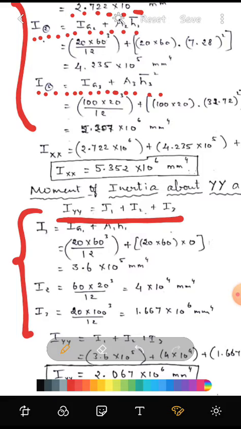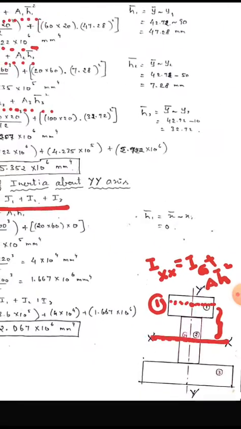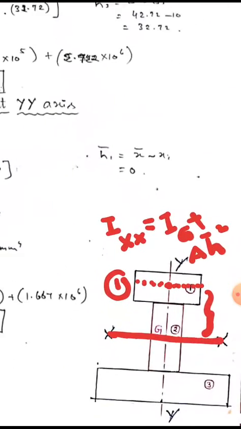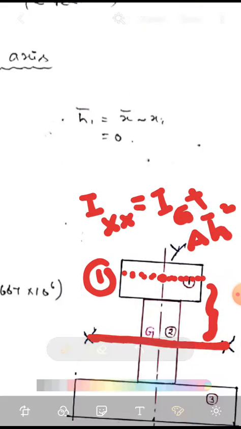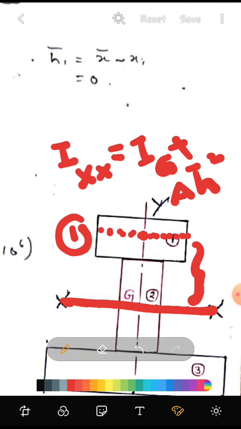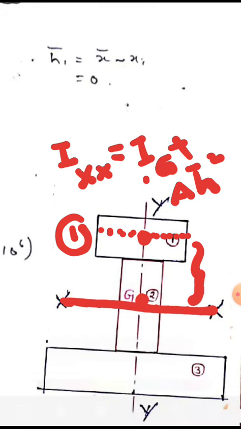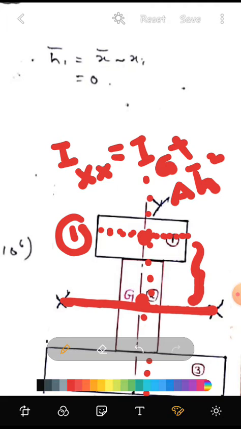But in this case, because it is symmetric about the y axis, the local centroid as well as the global centroid lie on the same axis, the same line. So the h bar distance will be 0 in this case.